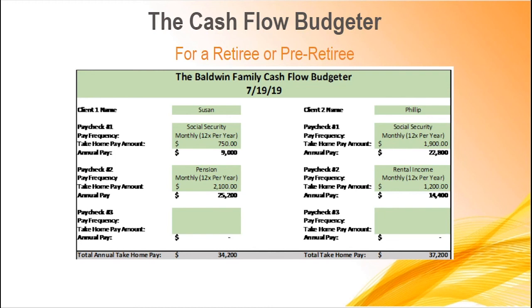She has a pension of about $2,100 a month, and that is paid monthly. And then they have rental income, which is showing up under him, of about $1,200 per month. And so you can see in each category, take-home annual pay, $34,200 for her and $37,200 for him. That's basically the inflows that they would have into their bank account upon retirement.